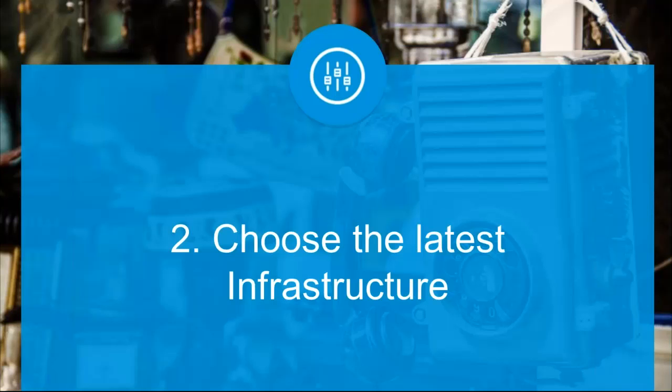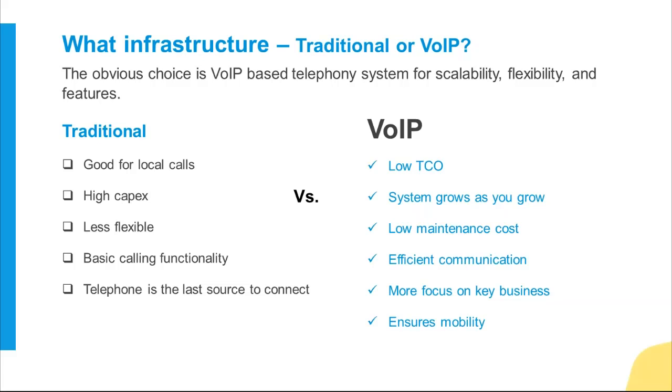So once the basic assessment is done, comes the time to compare different infrastructure options. I've already talked about VoIP, which as per me is the obvious choice vis-a-vis a traditional infrastructure or traditional telephone system, because VoIP brings in low total cost of ownership, and the system is very flexible, grows as you grow. Since you can use the existing infra and the workforce, it is very cost effective, and maintenance is also very efficient and effective, because you don't have to pull in cable or change cable. You just have to monitor everything through an admin control panel, and it ensures mobility.